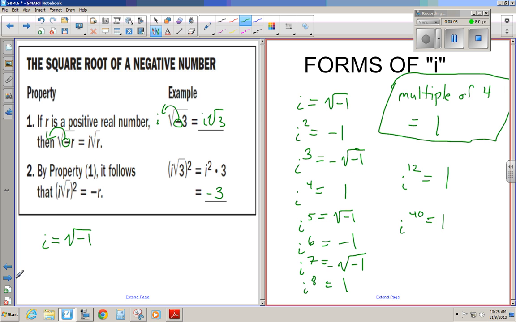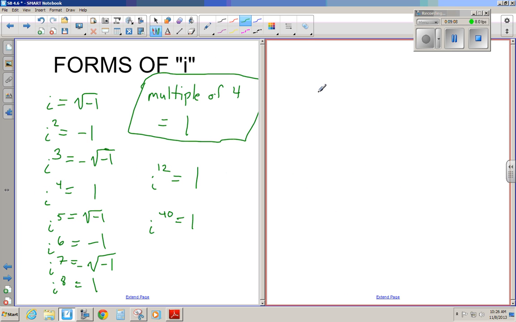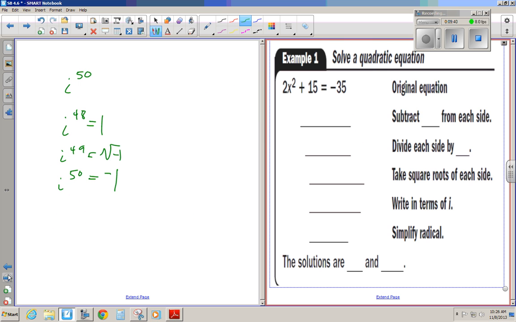So if I were to ask you what is i to the 50th, you would know that i to the 48th is 1, because that's a multiple of 4. i to the 49th is the square root of -1. Therefore, i to the 50th is equal to -1. So this is just a pattern, and the multiples of 4 is the easiest part of the pattern.